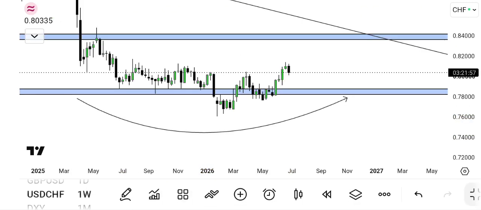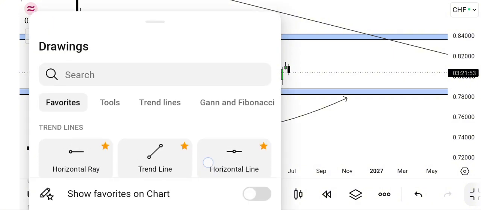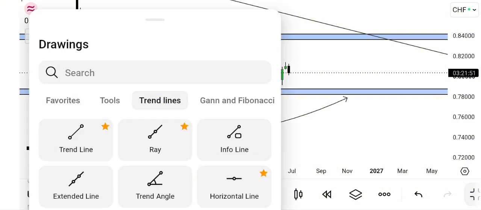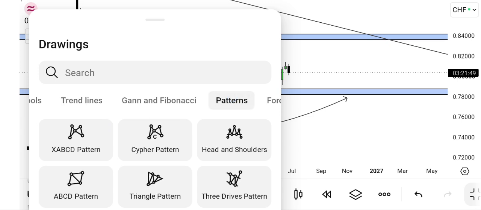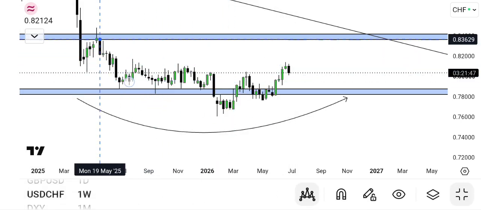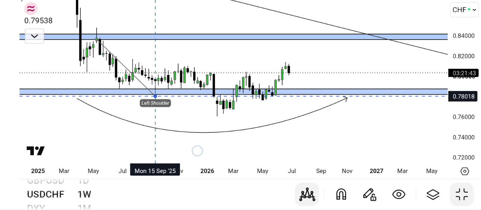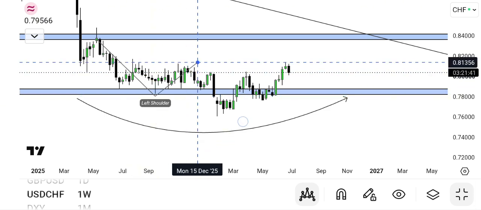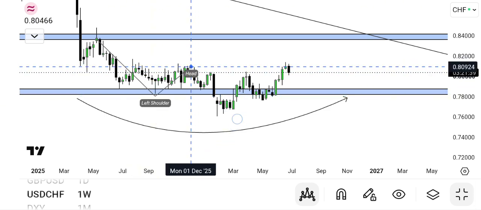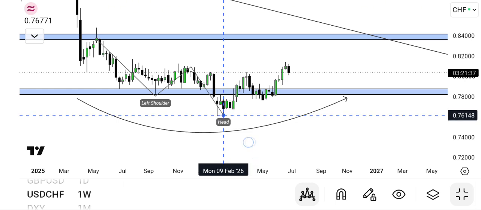So here we are on the weekly time frame. Looking at it very well, you could see that the head and shoulder pattern is looking very clear. If I should draw it again, you could see that this head and shoulder pattern is extremely clear. Look at it here. You could see it very well.